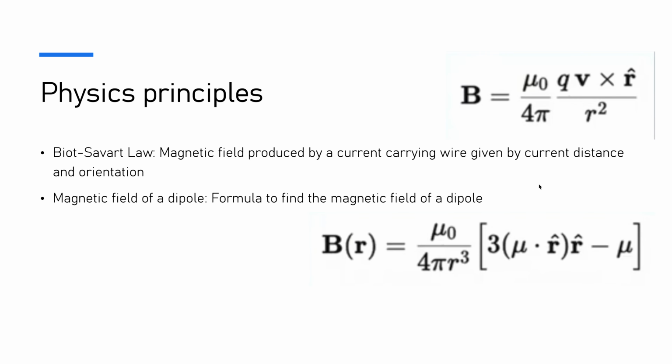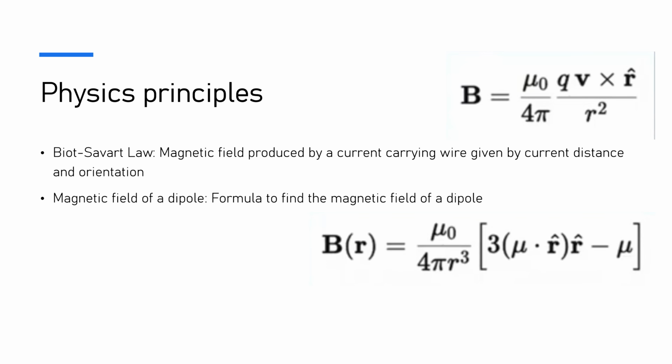The main physical principles used in this were the Biot-Savart law, which states that the magnetic field produced by a current carrying wire is given by current, distance and orientation. Basically, this is shown by the equation in the top right, which is B is equal to mu 0 over 4 pi times q v times r hat over r squared.